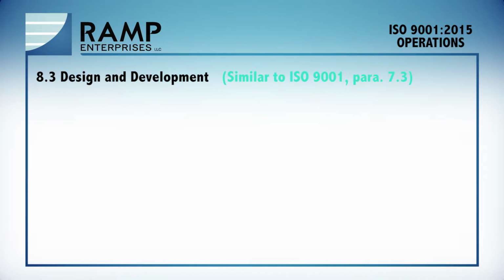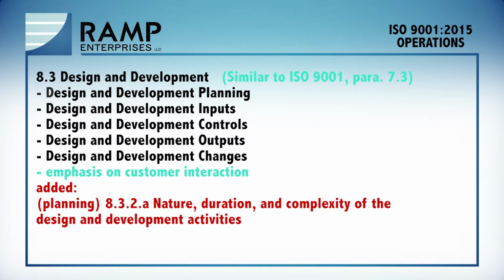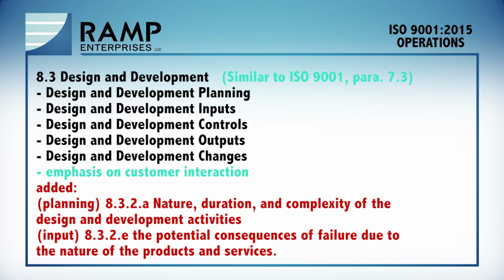The next section, 8.3, design and development, very similar to the previous revision of the standard, but some new titles. Design and development planning, design and development inputs, design and development controls, which includes the review process, design and development outputs, design and development changes. There's emphasis on customer interaction, and they've added under planning, including the nature, duration, and complexity of the design and development activities, and they included under input the potential consequences of failure due to the nature of products and services.